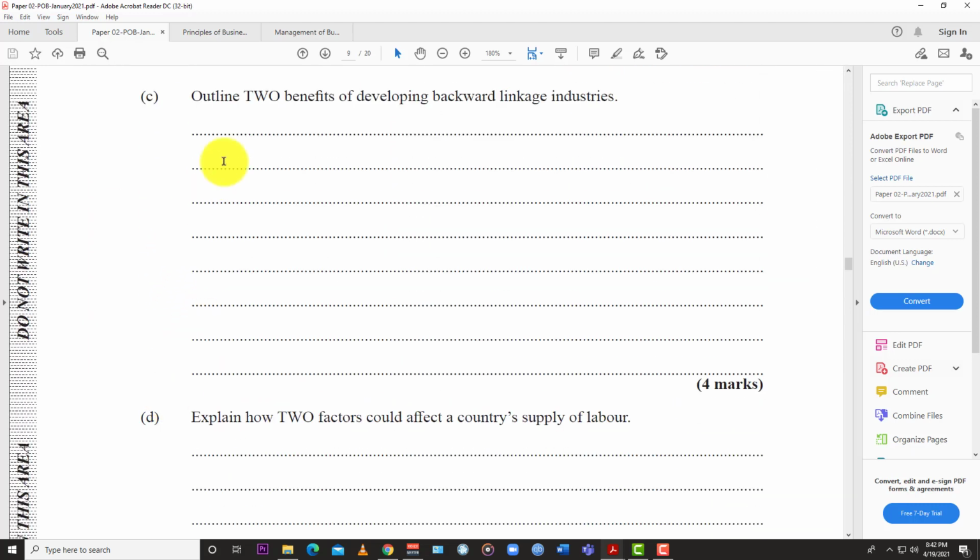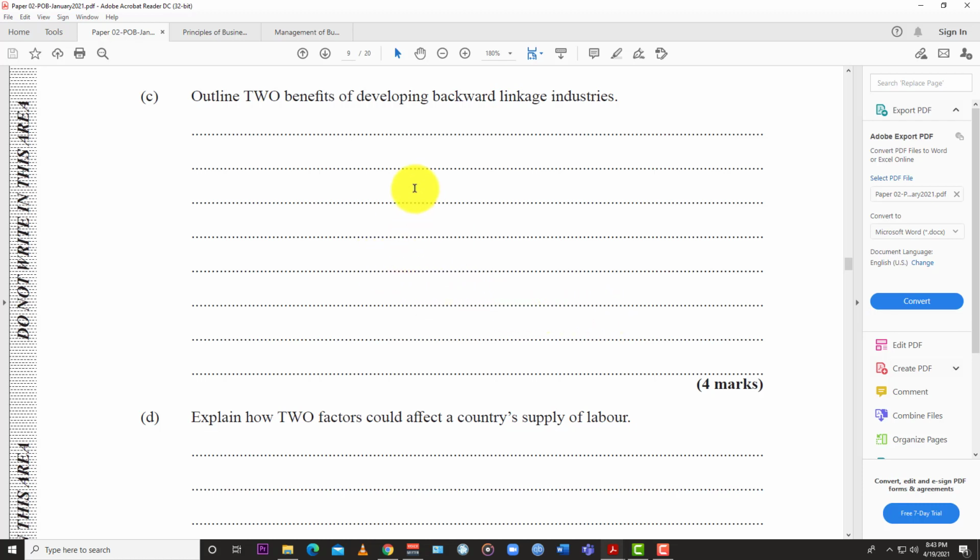Then we have C. Outline 2 benefits of developing backward linkage industries. So first and foremost, what is a backward linkage? And what is an example? So what are the benefits of developing a backward linkage? So a backward linkage is a linkage that goes from one level of production to the one just before it. So for example, it can go from tertiary back down to secondary, or from secondary back down to primary, or even from tertiary all the way down to primary, whichever one you have to do. So that's the backward linkage.